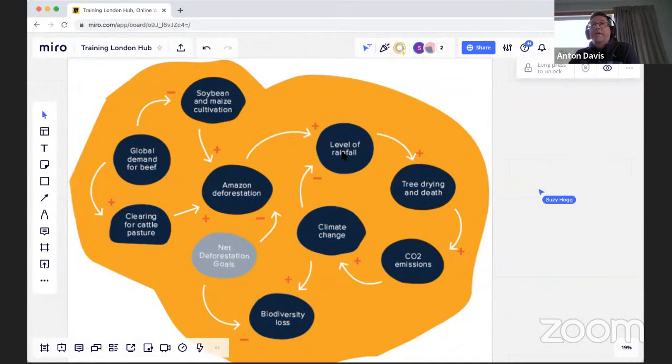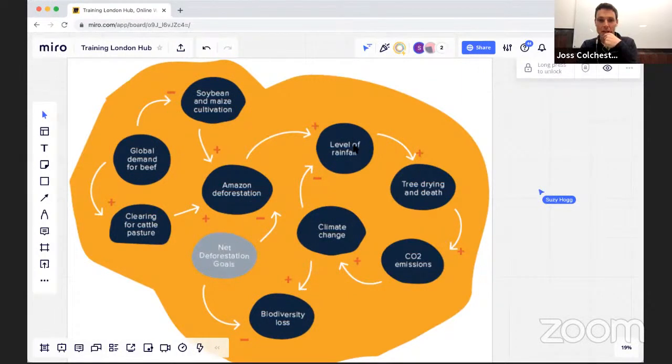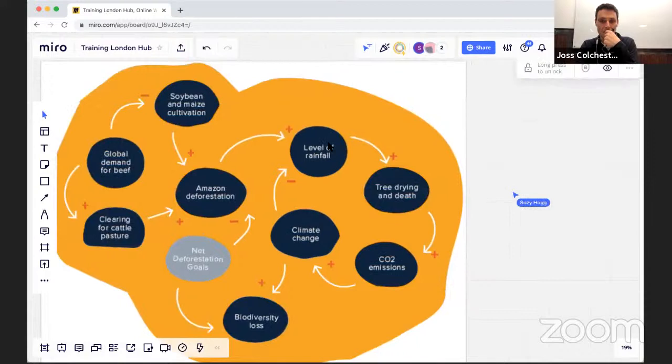Yeah. So levels of rainfall is an interesting one. I don't know if someone understands this. If there's more deforestation, it's saying here there's going to be higher levels of rainfall. I'm not sure exactly what the dynamics are there, but do you want to keep going? Levels of rainfall and tree dying and death?